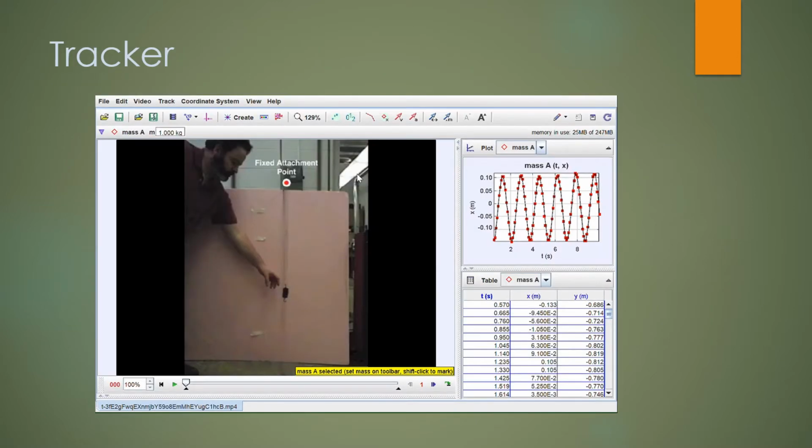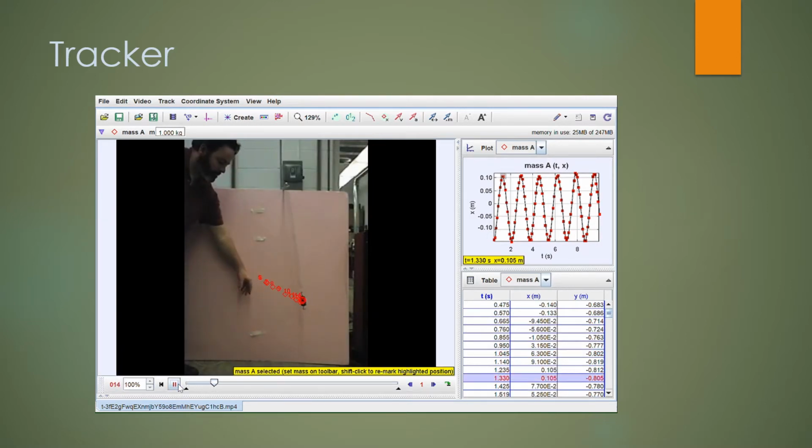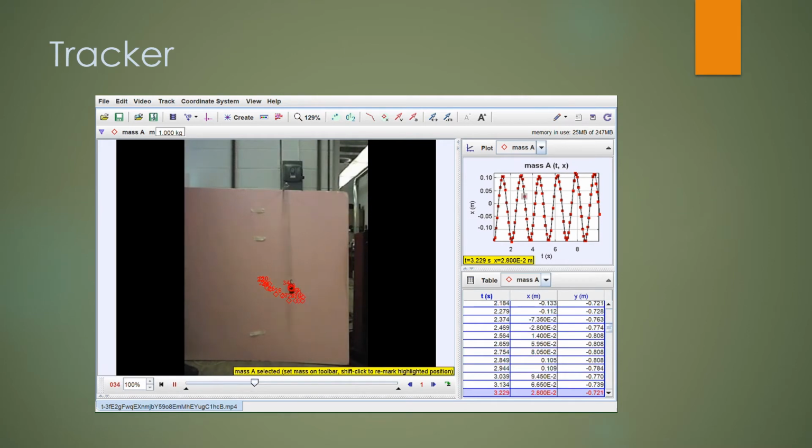We were given a video to upload into the motion tracking software Tracker. The fixed attachment point is our origin, 0, 0, and when the video starts, you can see that the graph on the right is created. It is the x position versus time. You can see as the graph moves along the points that are plotted.